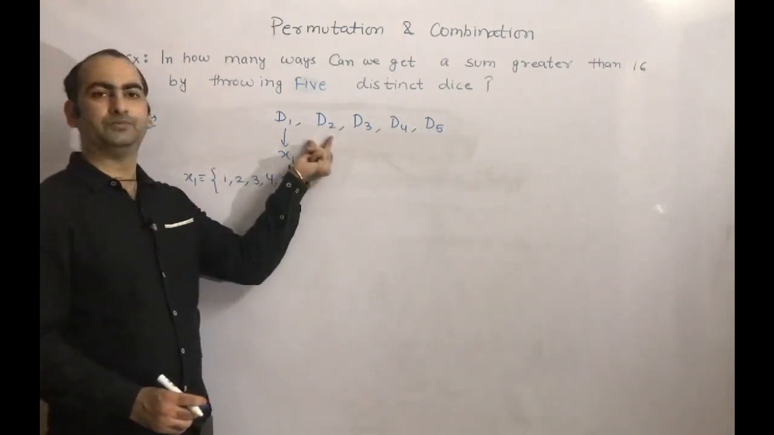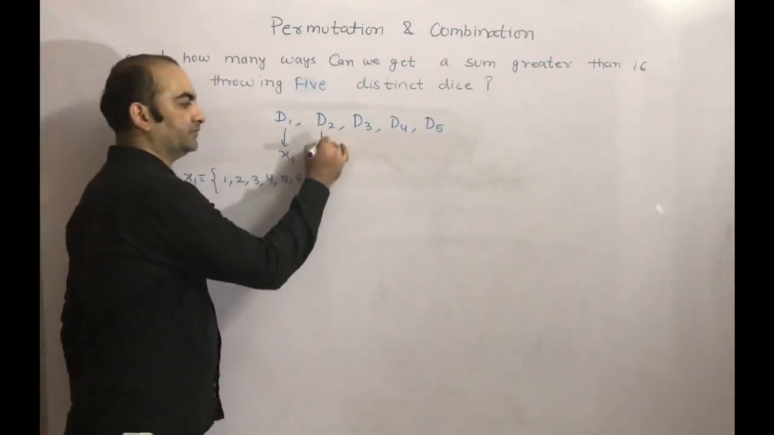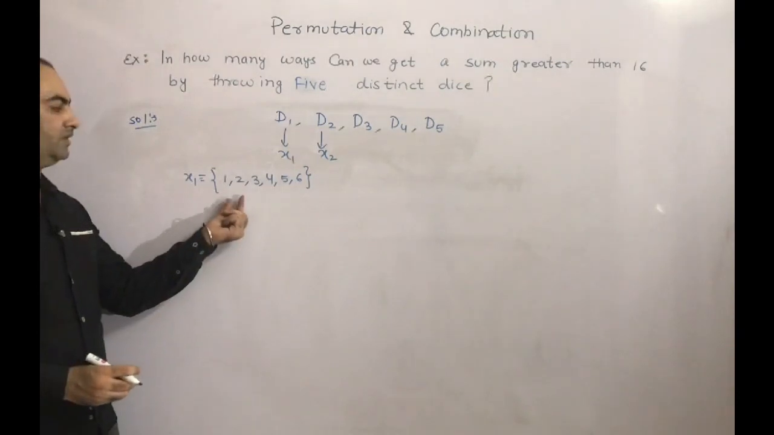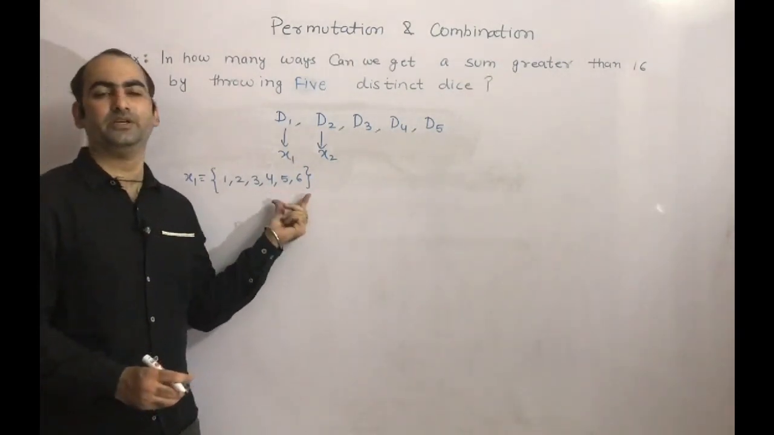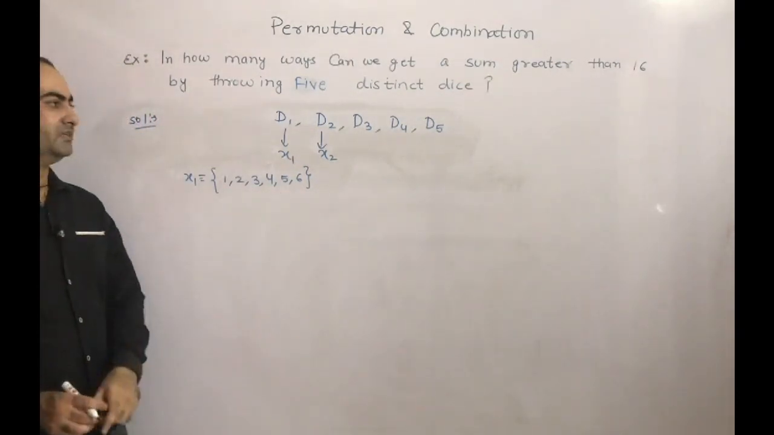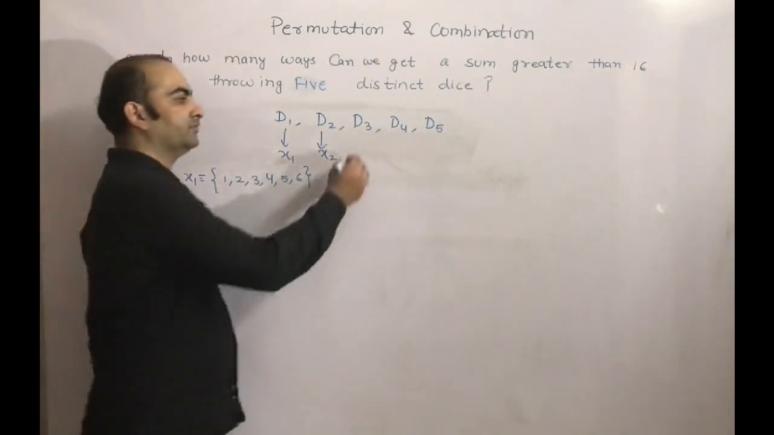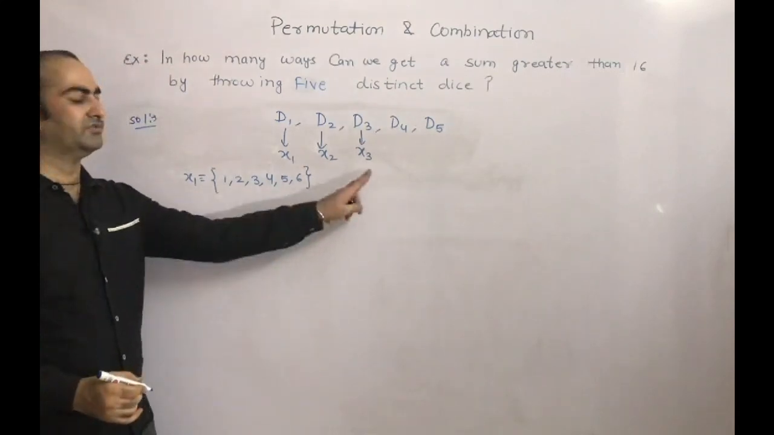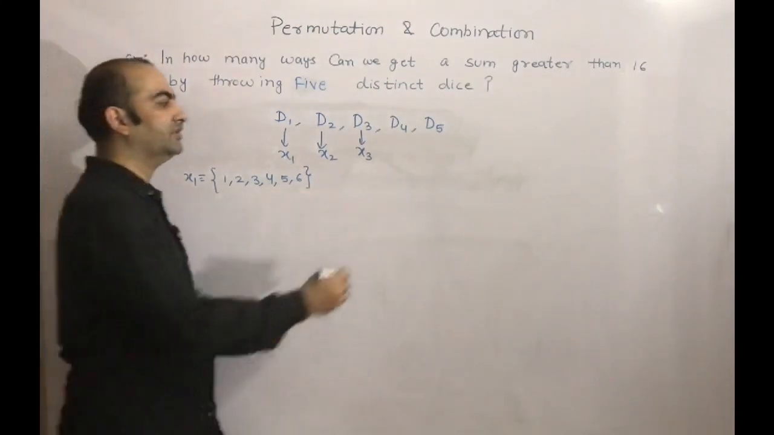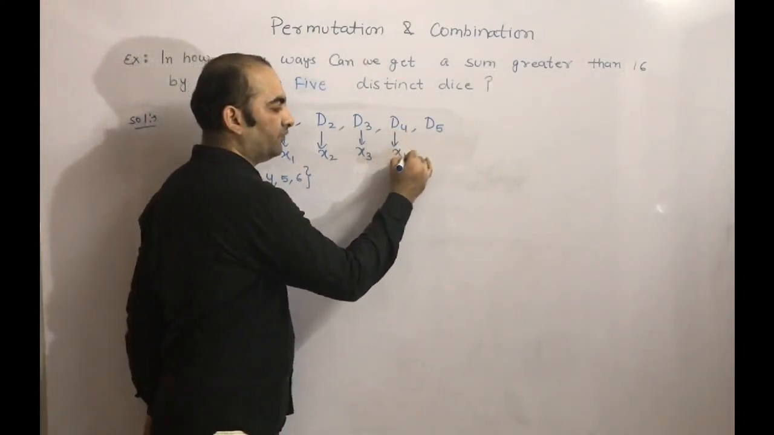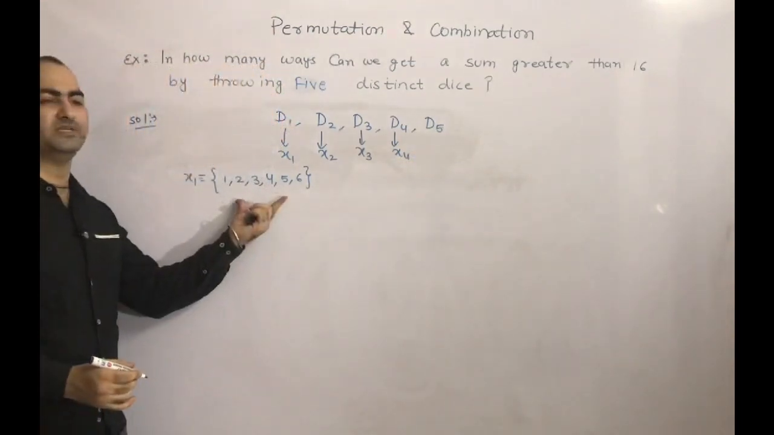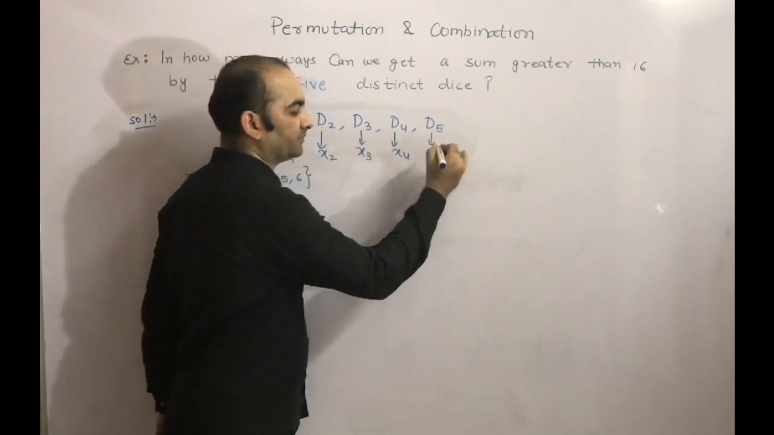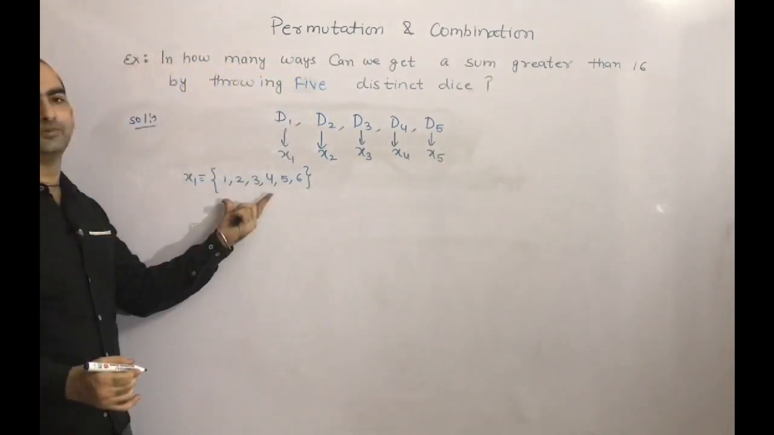Similarly, if you roll d2, then we are getting x2. For x2 also we have the same possibilities, 1 2 3 4 5 6, so 6 possibilities. Similarly, if you roll d3, we get x3, and for x3 also we have 6 possibilities. If you roll d4, we get x4, and for x4 also 6 possibilities. And if you roll d5, we get x5, and for x5 also we have 6 possibilities.